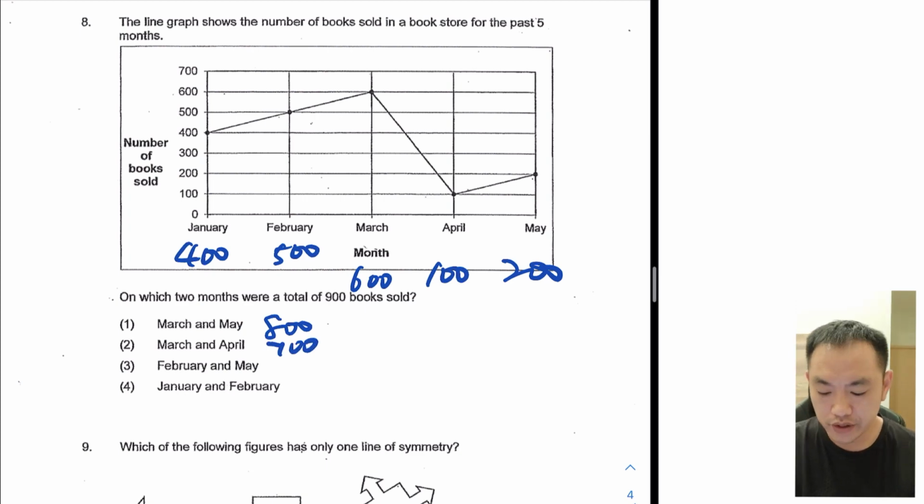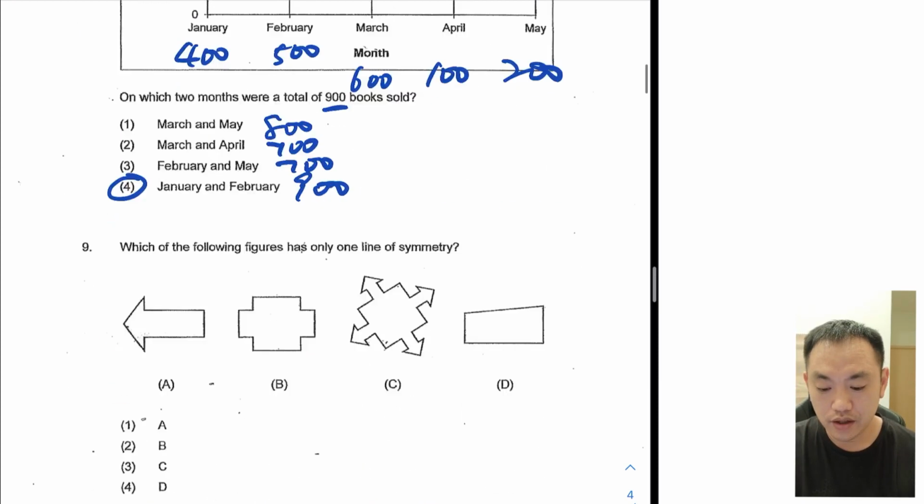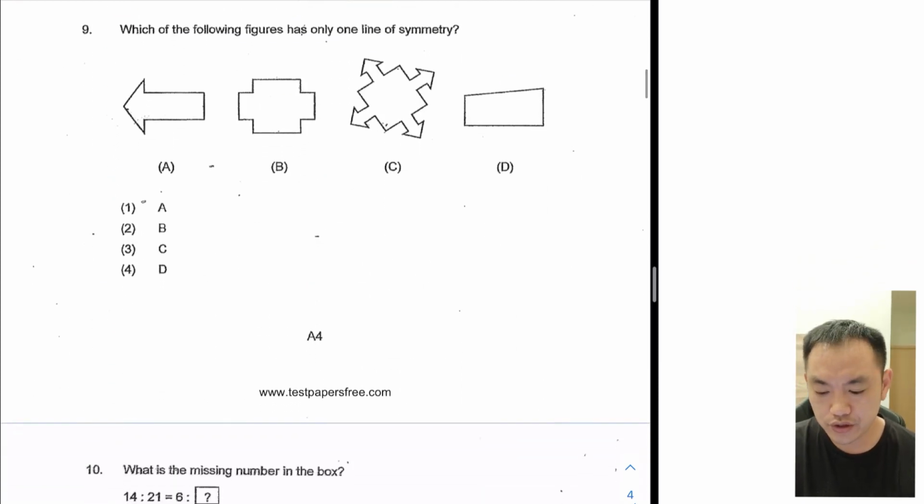Third one, February and May. February is 500, May 200. So totally 700. Then the last one, January and February. January is 400, February is 500. So altogether it is 900. The question is asking which 2 months add up to 900, so the answer is 4. Okay, let's move on to question 9.